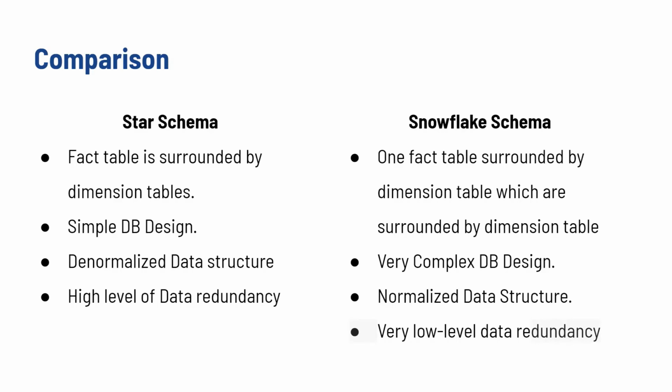In star schema, query processing is faster. On the other hand, in snowflake schema, query processing might be slow because of complex joins. In a star schema, only a single join creates the relationship between the fact table and any dimension table, whereas in a snowflake schema, it requires many joins to fetch the data.